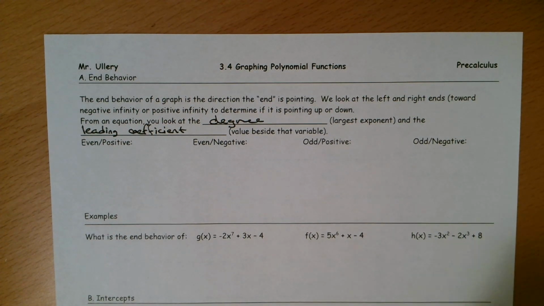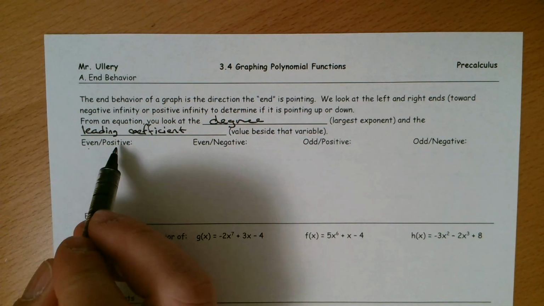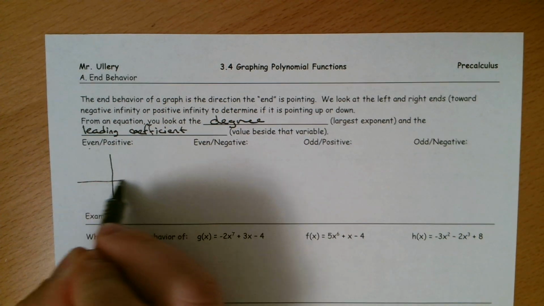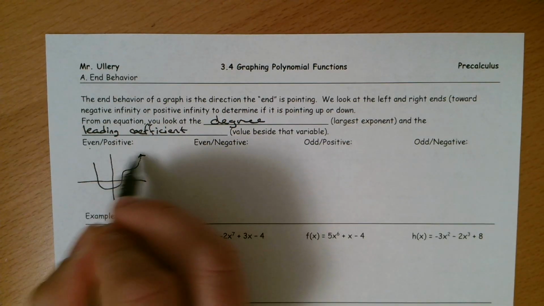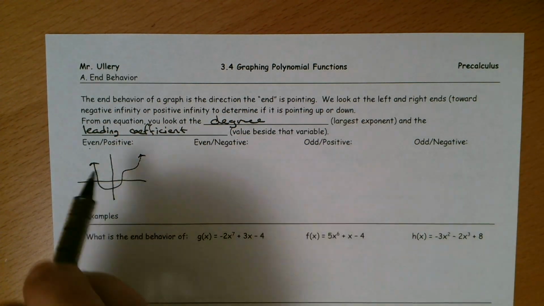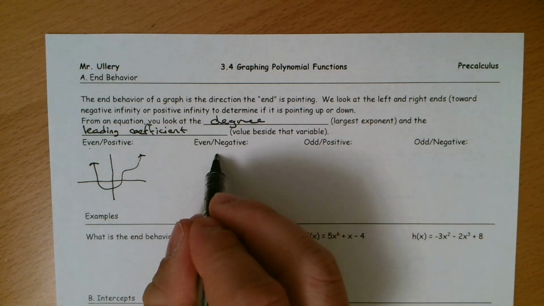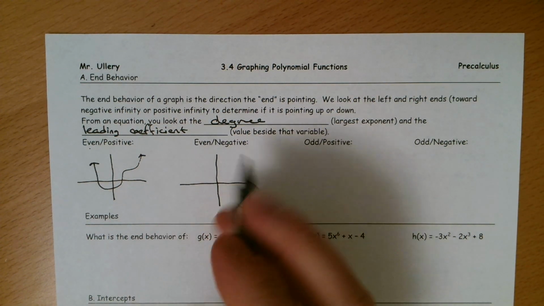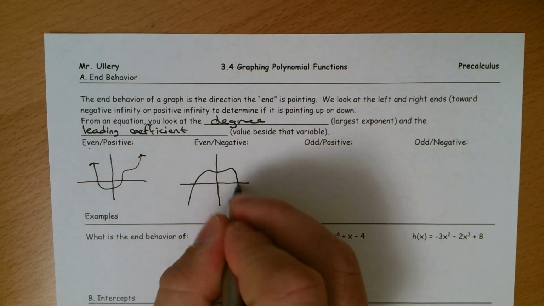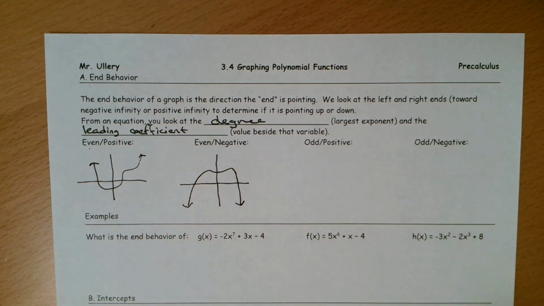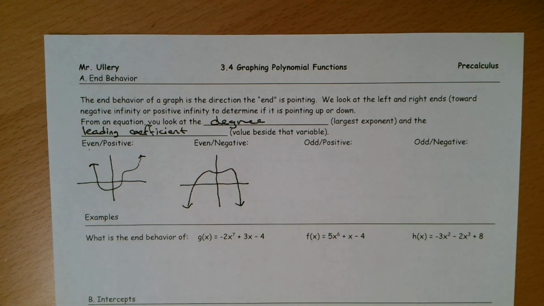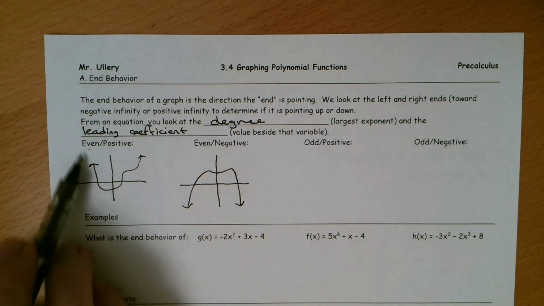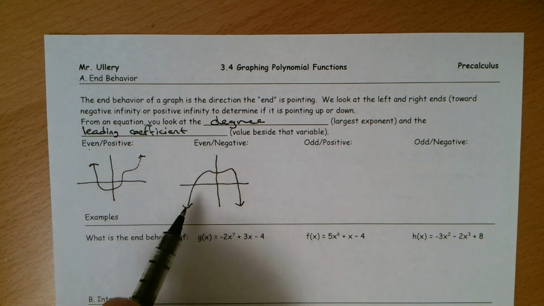Okay, so remember that if we have an even degree with a positive leading coefficient, we're going to end up with some kind of U-shaped graph. It may have a little bump in it or whatever. We don't know. If it's an even degree with a negative leading coefficient, it is going to be an upside down U-shaped graph. So notice even degree positive, they're both pointing up. Even degree negative, they're both pointing down.